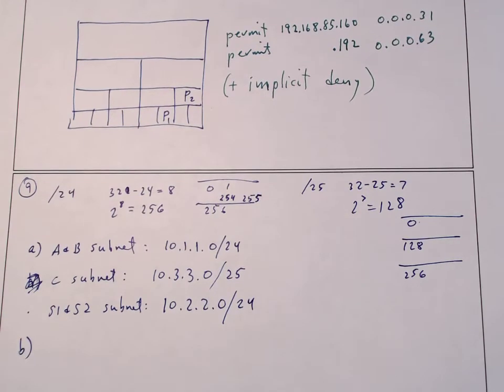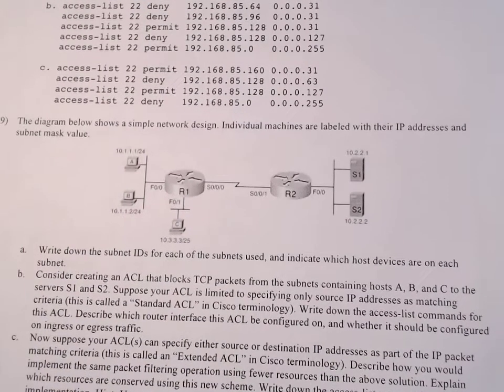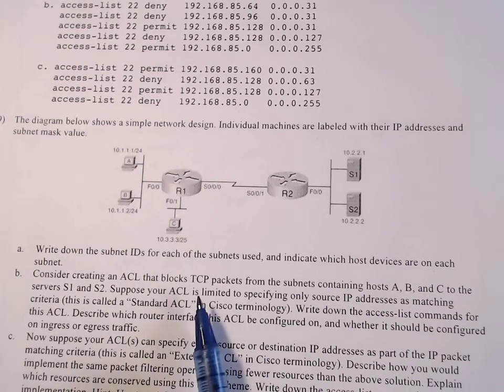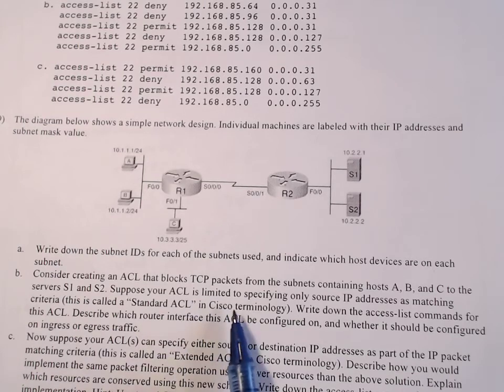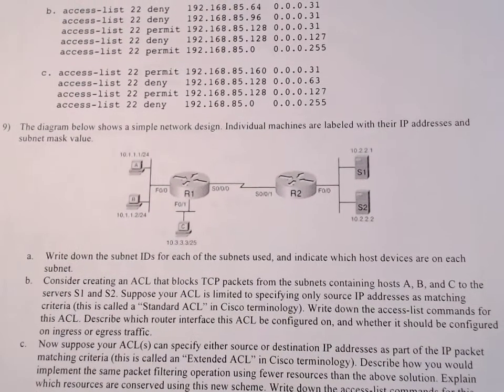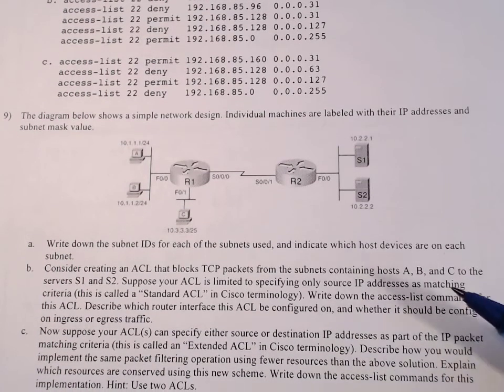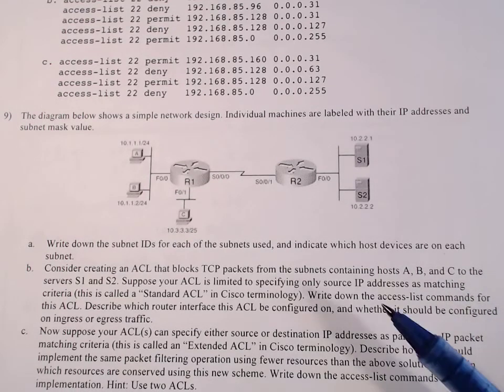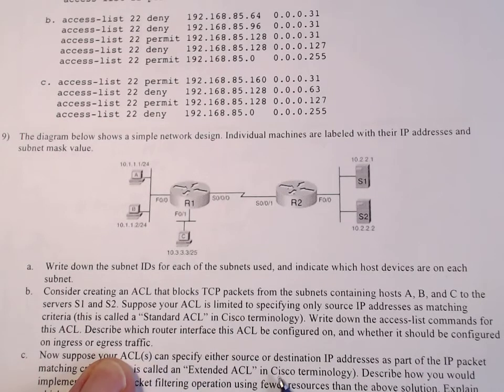Part B says consider an access control list which blocks TCP packets from the subnets containing A, B, and C to the servers S1 and S2, and suppose that the ACL is limited to specifying only source IP addresses as matching criteria. So this is the case of a standard ACL in Cisco terminology. Write down the access list commands for this ACL and tell which router interfaces they're on and whether it's ingress or egress traffic.